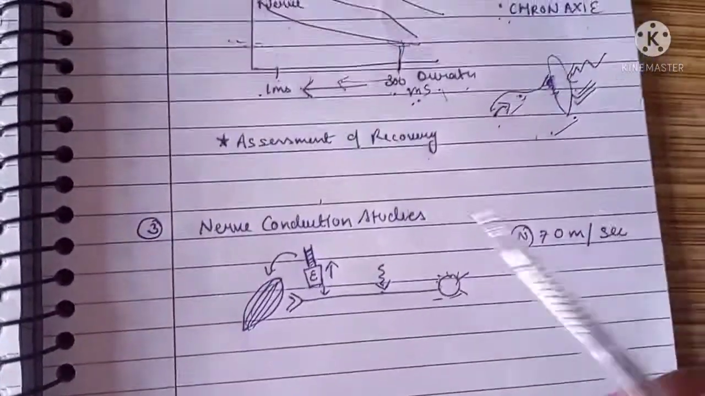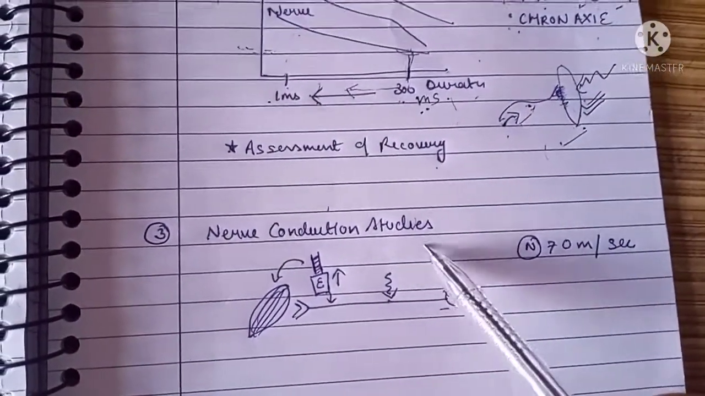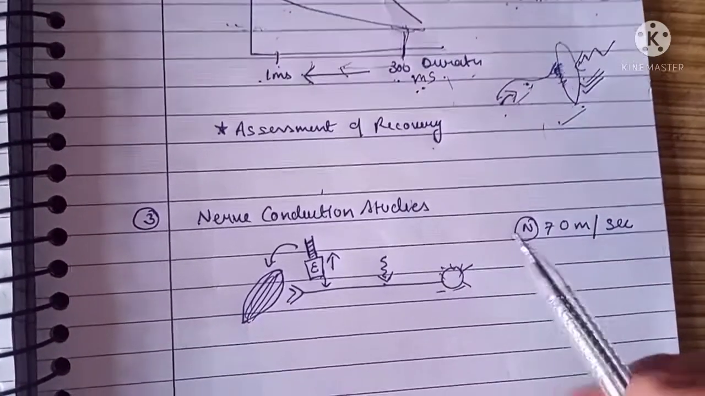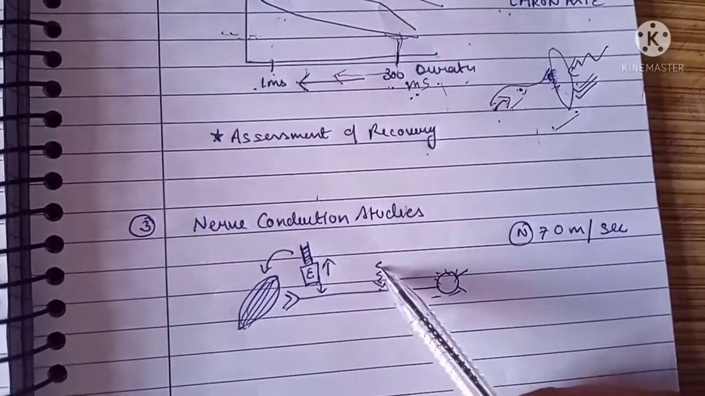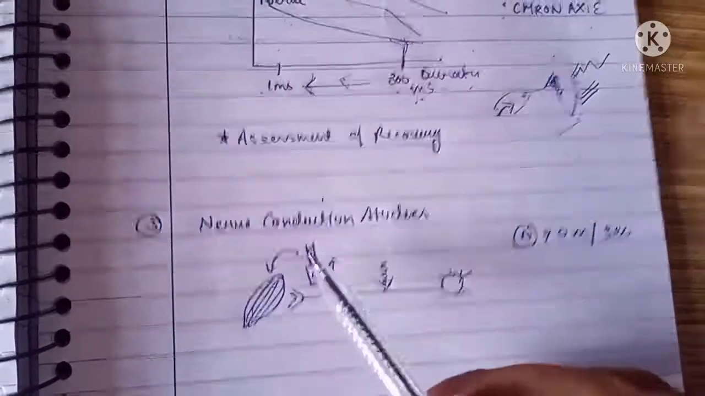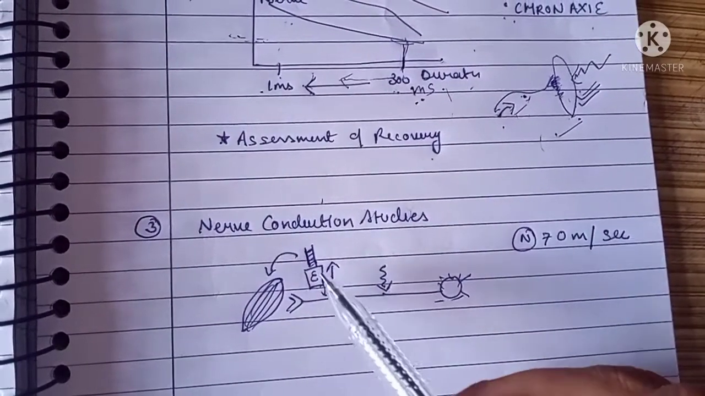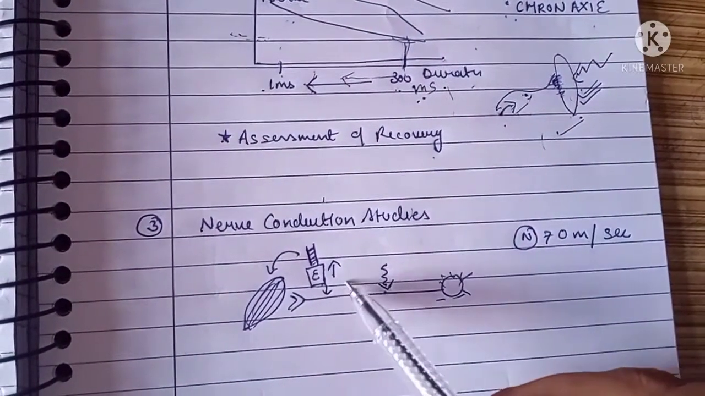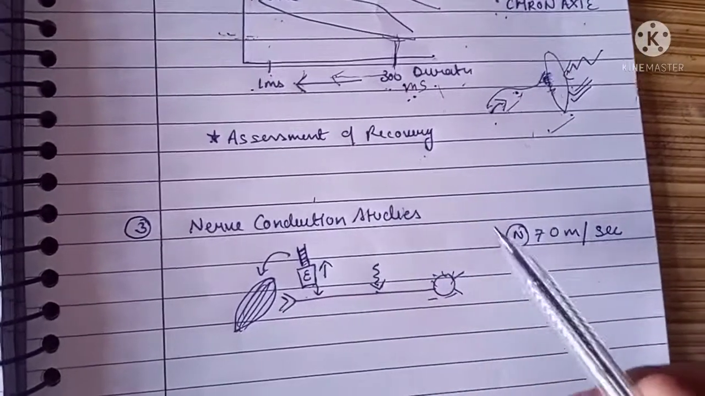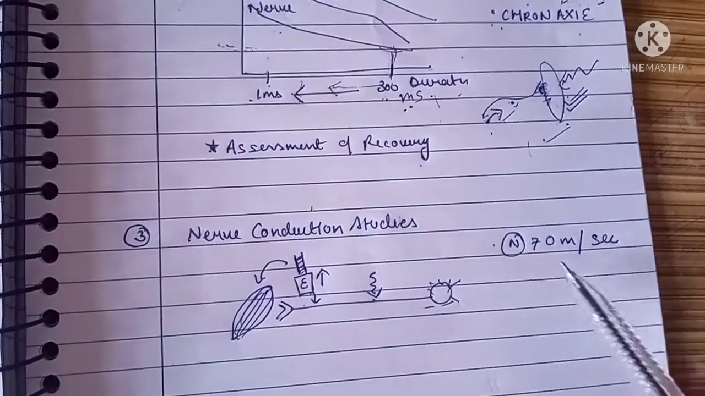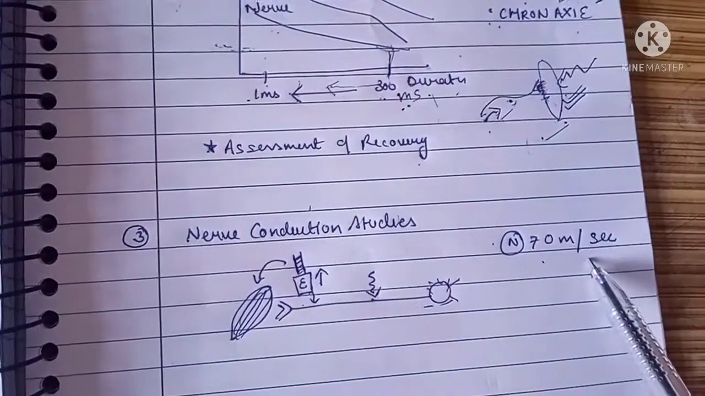The third thing is nerve conduction studies. In this, we study the velocity of nerve conduction. We stimulate the nerve axon, and then using an electrode, we observe when we receive this electrical potential via the axon. Normally, the electrical conduction velocity through the nerve is 70 meters per second.